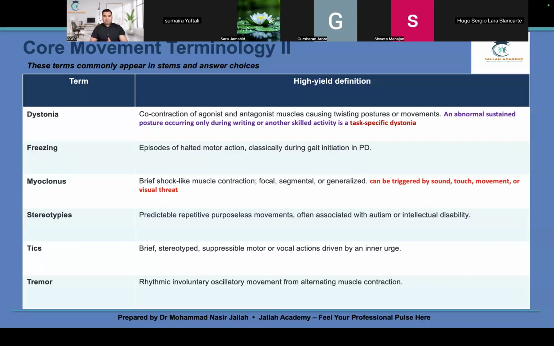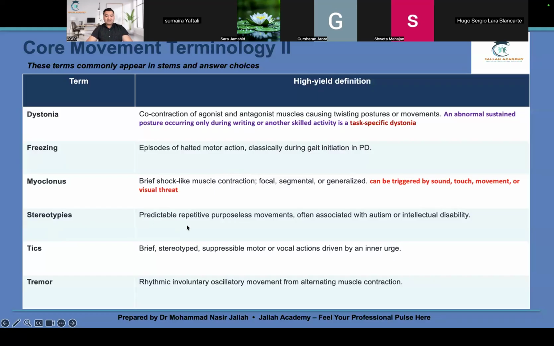You need to comment. Like the patient with Parkinsonism, they have hesitance to start walking. Like they want to walk, but they can't. For some reason, they're stuck. And then they start walking slowly. This is called freezing. And myoclonus is brief shock-like muscle contraction, focal or segmental or generalized, can be triggered. Remember, myoclonus can be triggered by sound, touch, movement, or visual threat.